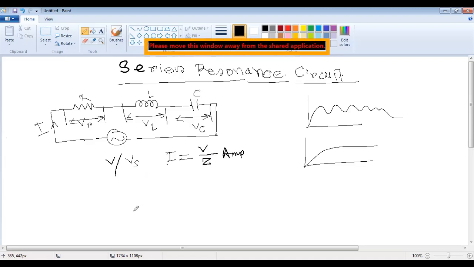Here Z is the impedance, the equivalent impedance.